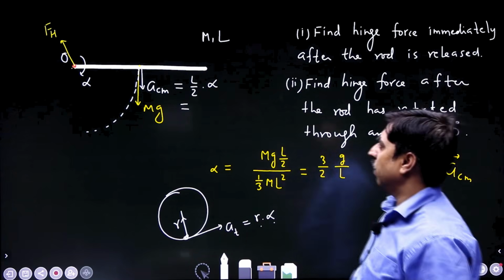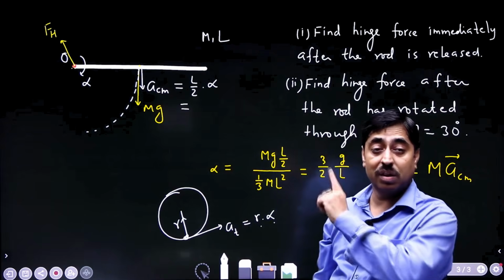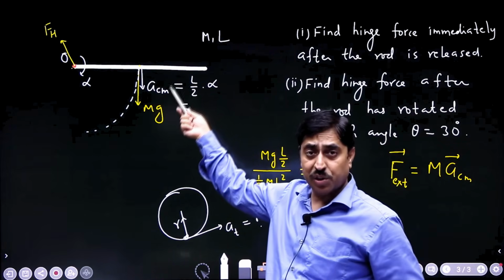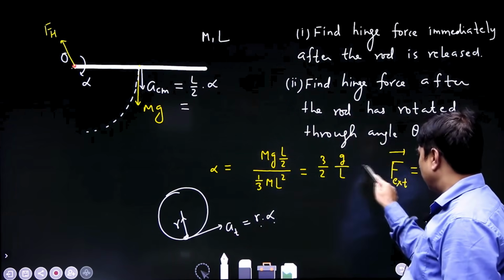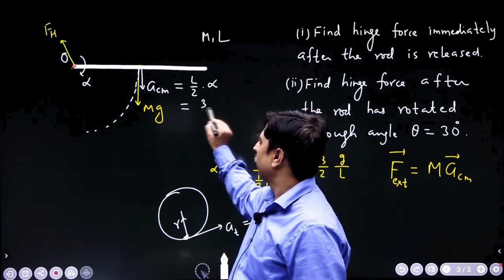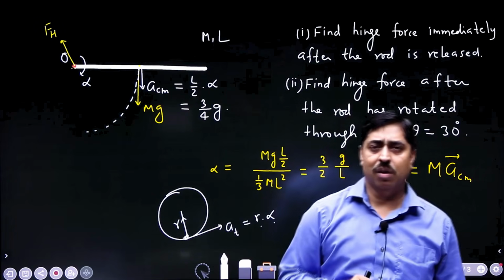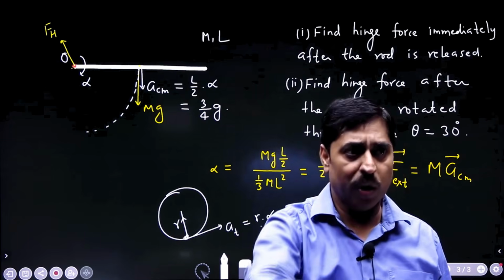So, the acceleration of center of mass is of course this much, and the center of mass is going to move in a circle of radius L by 2. Therefore, its acceleration will be tangential, that is vertical direction, L by 2 alpha. So, L by 2 alpha, L cancels out, 3 by 4 g. Yes. So, immediately after you release the rod, the acceleration of center of mass is 3 by 4 g in downward direction.